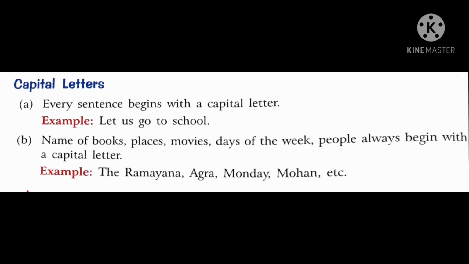Now the second one: names of books, places, movies, days of the week, and people always begin with a capital letter. Now children, you can see in the picture the name of the book. So you can see the Ramayana. So Ramayana, R is written in a capital letter. If we write any place's name, the first letter we will write in a capital letter. For example, you can see in the picture Agra. So here Agra, the first letter A is written in a capital letter.